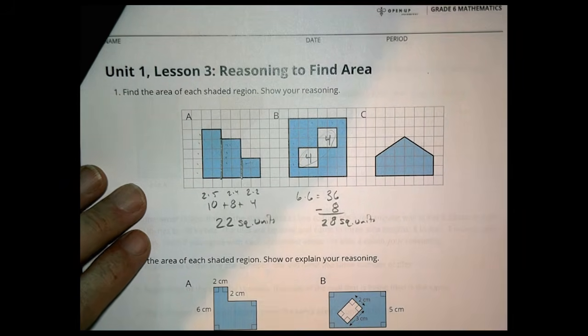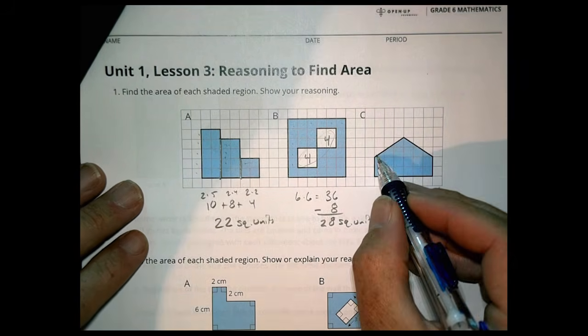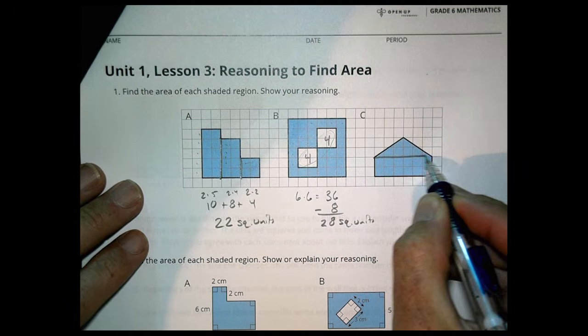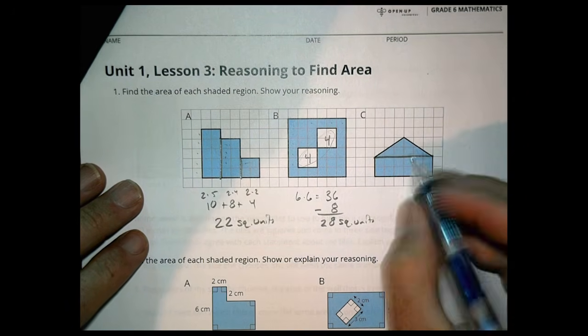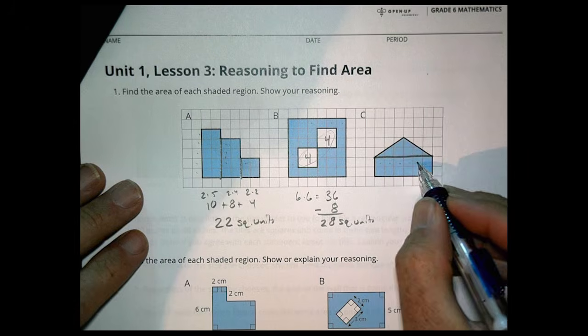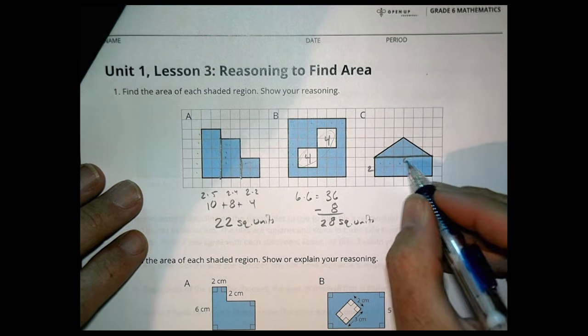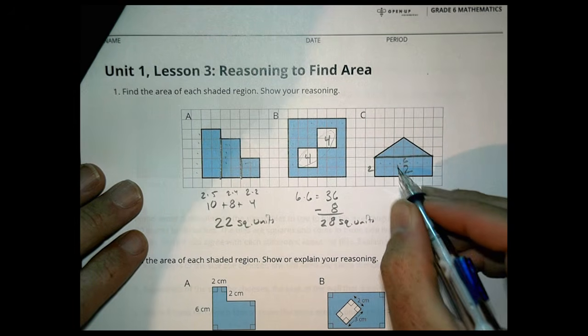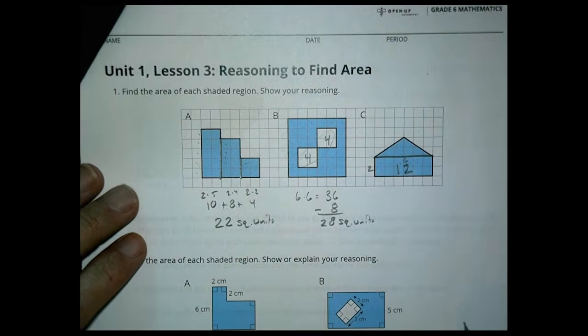All right, C. A little more complicated for C. I can decompose it first of all by drawing that line right there. So now I have this rectangle, which is 1, 2, 3, 4, 5, 6, 2 by 6, which means a rectangle has a value of 12 square units. But then I have that triangle on top, right?